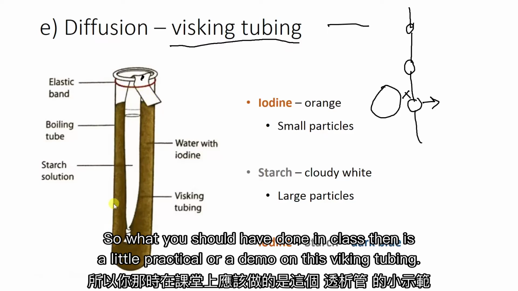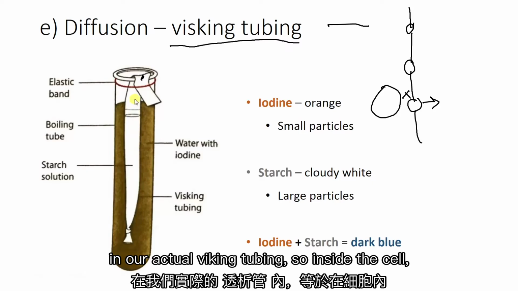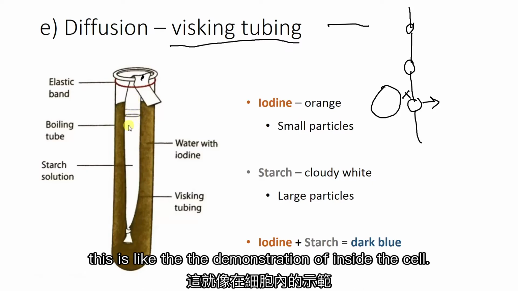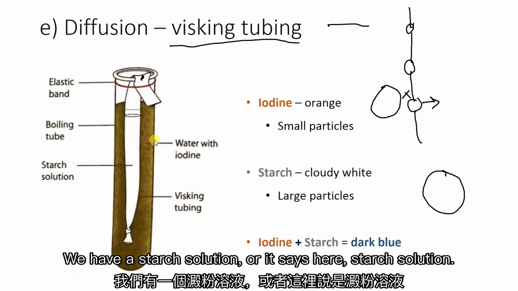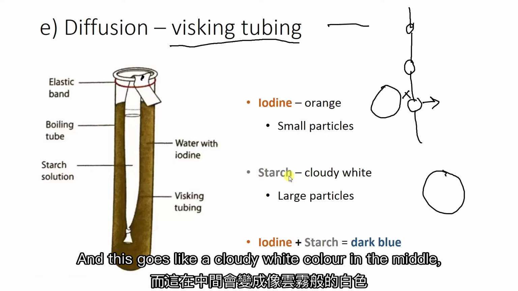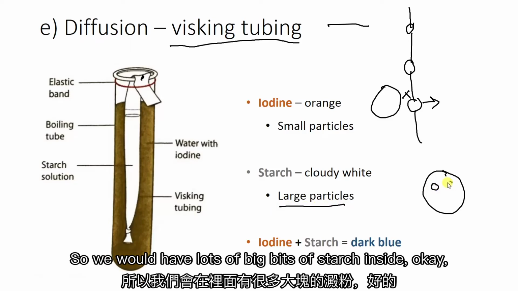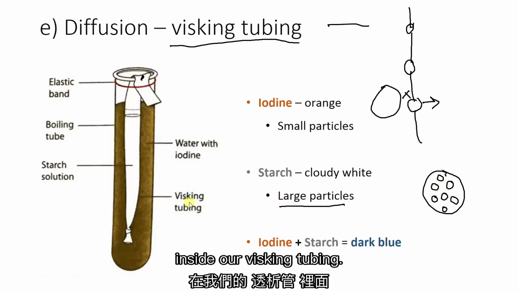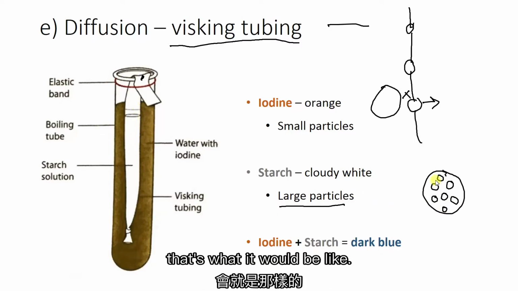So what you should have done in class then is a little practical or a demo on this Visking tubing. In the middle here, in our actual Visking tubing, so inside the cell, this is like the demonstration of inside the cell. I'll draw it over here. We have a starch solution. This goes a cloudy white colour in the middle, and it is full of large particles. So we would have lots of big bits of starch inside our Visking tubing. If you were looking from the bird's eye view here, that's what it'd be like.